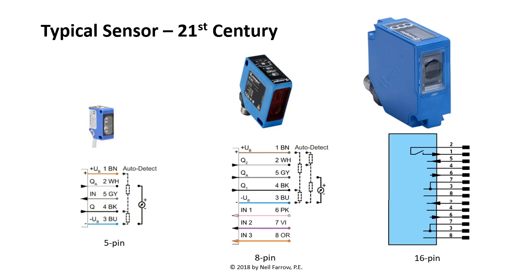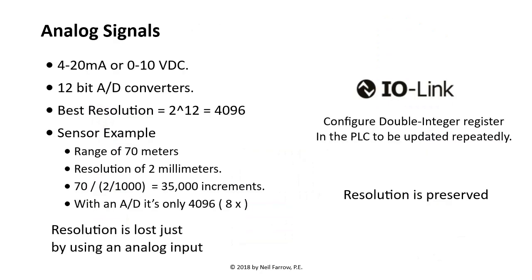Larger ones will have 8-pin for, again, multiple outputs, analog or discrete, or multiple inputs to select different profiles. Some sensors will have serial RS-232, RS-485 for bidirectional communication, and also for higher resolution. Most analog sensors, 4 to 20 or 0 to 10, have 12-bit A to D converters, and most PLC input cards are also 12-bit. So you're limited in the resolution that you can get into the PLC. So our photo eyes have gotten better than this 12-bit limitation.